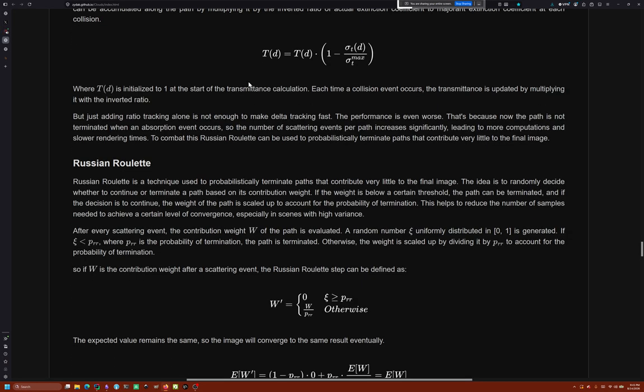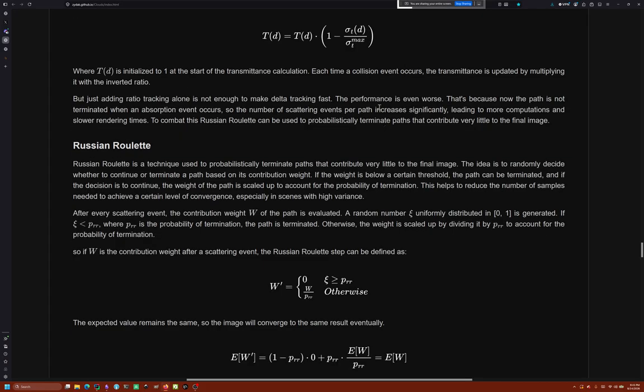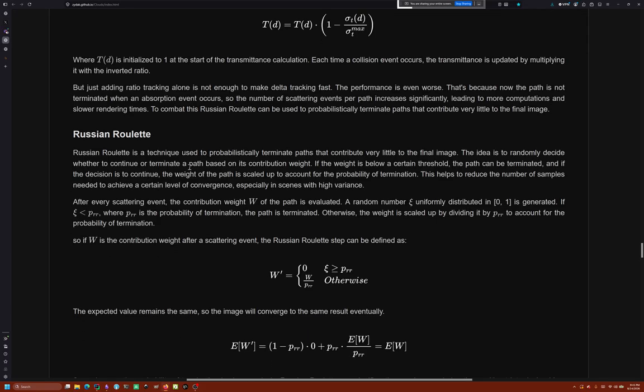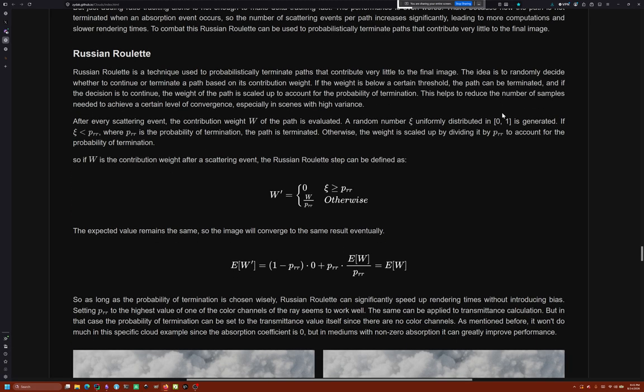Just adding ratio tracking alone is not enough to make delta tracking fast. Performance is worse. It's because now the path is not terminated when the absorption event occurs, so the number of scattering events per path increases significantly. This leads to more computations and slower rendering times. So, to combat this, Russian roulette can be used to probabilistically terminate. We do this for paths that contribute very little to the output image.